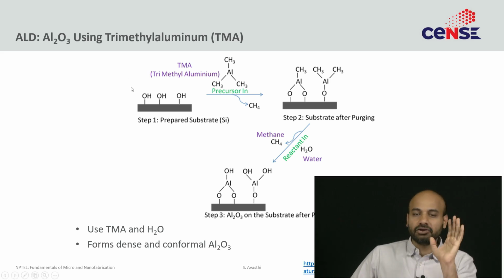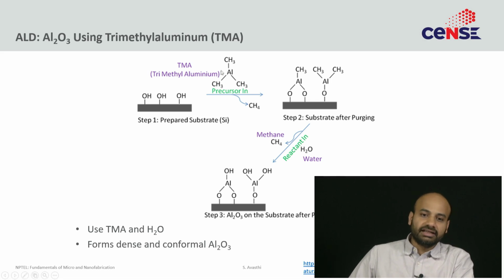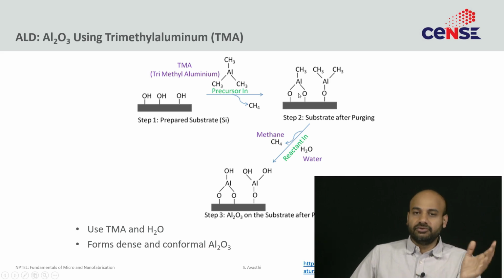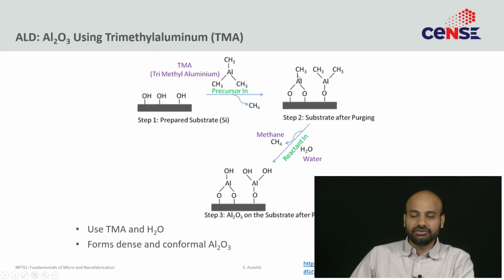But anyways, somehow you get these OH groups, then you flow in your precursor A, which is TMA. The aluminum-metal alkyl bond is an extremely reactive bond. It reacts with these OH groups because aluminum's affinity to oxygen is very large. You form an Al-O bond, and some of these organic groups continue to stick on the aluminum and stick out. And after that you flow some inert gas to purge all the excess TMA that has not reacted on the surface. So, after the purging step, this is what you are left with. You started with OH groups, and now you have these aluminum oxygen alkyl groups sticking out.